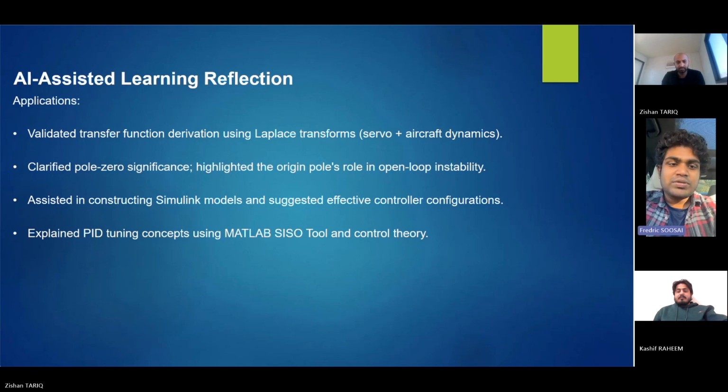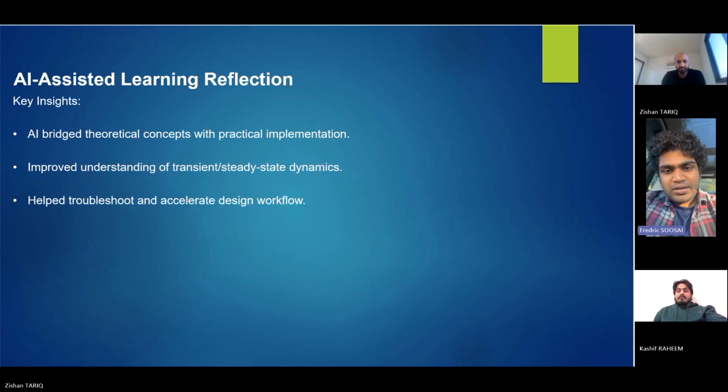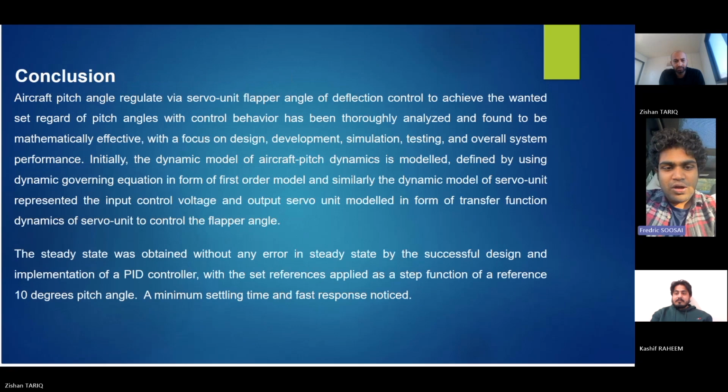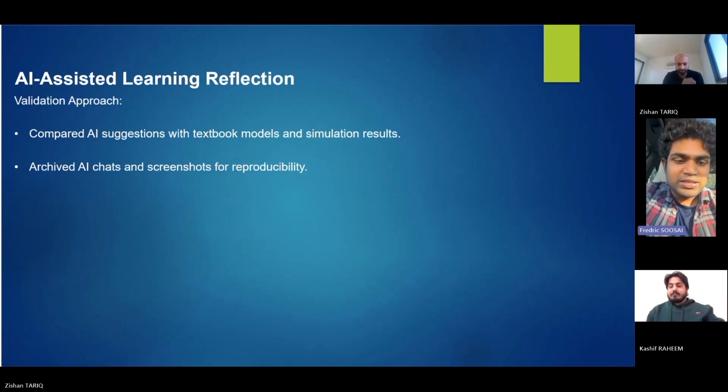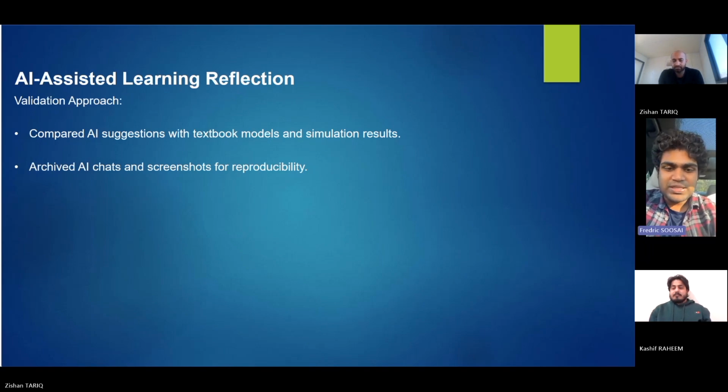When transitioning to Simulink, ChatGPT provided structure for building the model effectively and assisted in designing the PID controller using the SISO tool. It broke down the influence of the proportional, integral, and derivative components on rise time, overshoot, and steady state error, aligning well with our design criteria. To maintain accuracy, all AI guidance was cross-checked against textbooks and simulation outputs. Overall, AI acted as a technical mentor, enhancing our system understanding and reducing development time. Thank you.